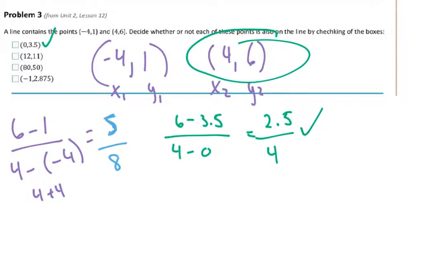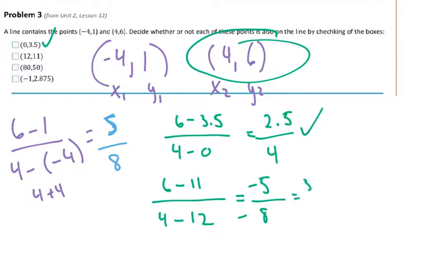All right, I'm keeping this. I've got my 6 minus and my 4 minus. That stays the same. 11 and 12. 6 minus 11 is -5. 4 minus 12 is -8. -5 over -8 reduces to 5/8 because they're both negative. So this one also is.